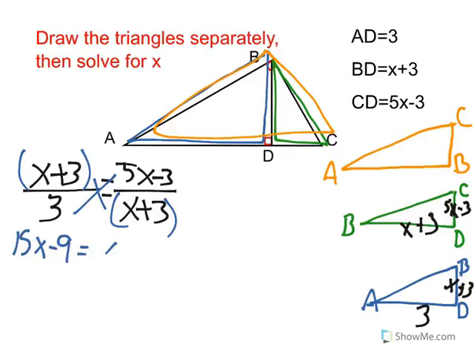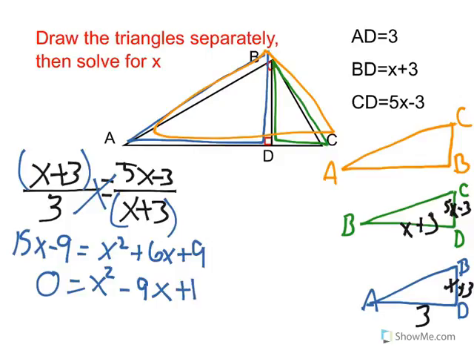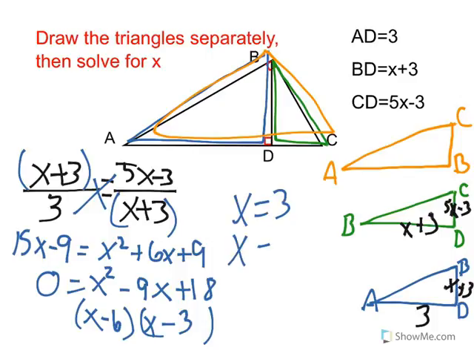15x minus 9 is equal to x squared plus 6x plus 9. So I want it to be equal to 0. x squared minus 9x plus 18, which can factor to x minus 6, x minus 3. So that means x equals 3 and x equals 6. And they would both work.